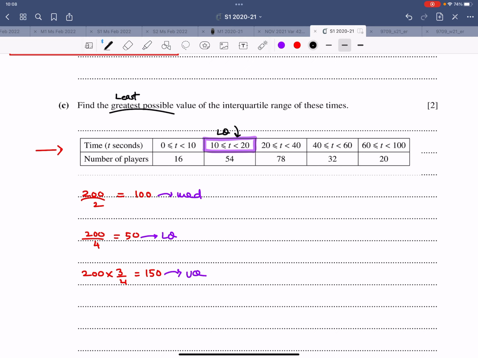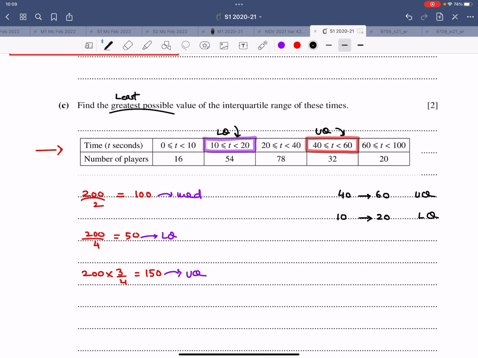Now add it up again. 16 plus 54, that is 70. 70 plus 78 is 148. Therefore, this one over here contains the upper quartile. So the upper quartile is somewhere over here. So now you are looking at two ranges. One range is 40 to 60. So 40 to 60 contains upper quartile, and 10 till 20 contains lower quartile.